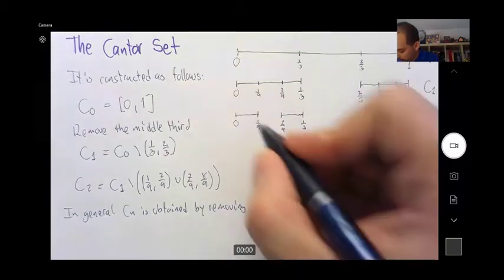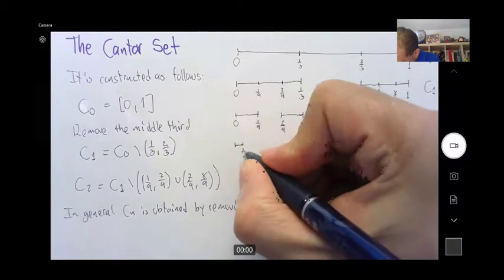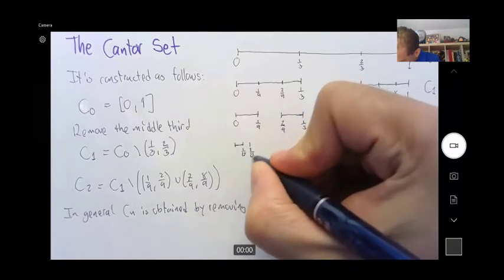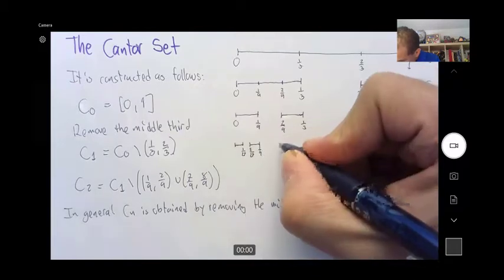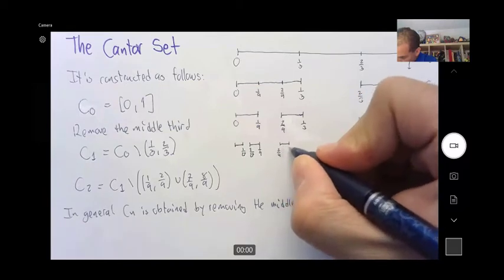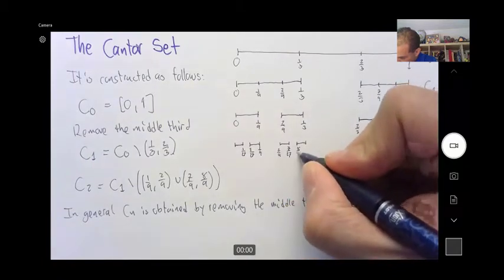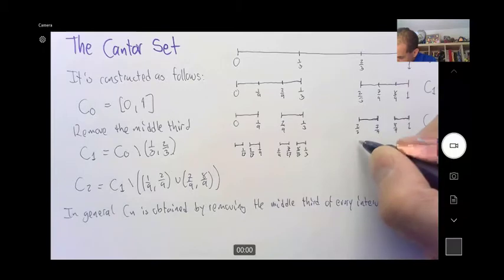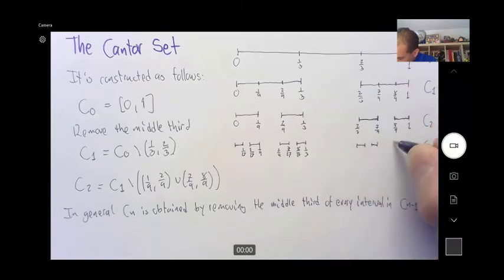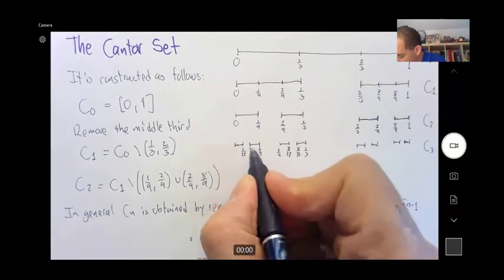All right, so I'm not gonna mark the, okay, let's do one more. Let's do C3 here. So C3 would be from 0 to 1/27th, and then from 2/27ths to 1/9th. And then over here from 2/9ths to 7/27, and then from 8/27ths to 1/3. And then these ones I'm not gonna put the names of, because it's just gonna take me too long, but you get the idea of how it looks, right? And then we continue. So these little ones, we take the middle third away, and then, right?